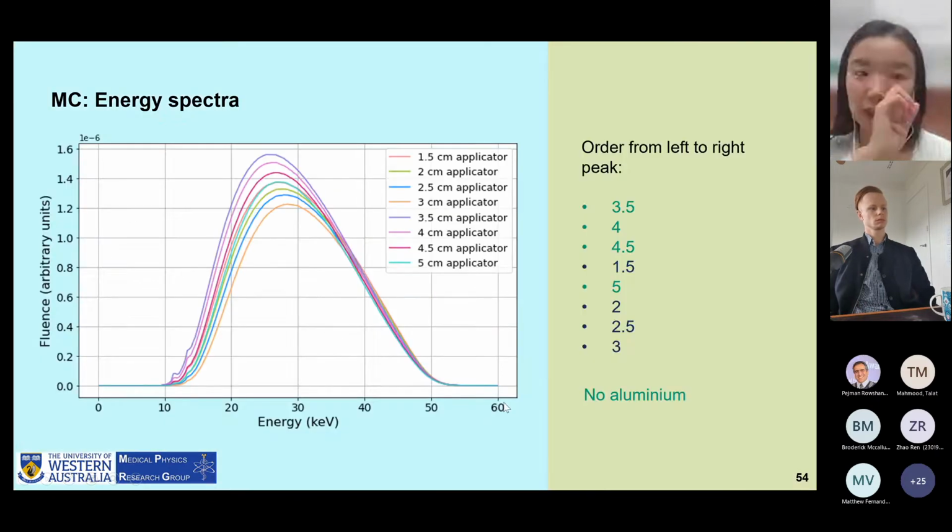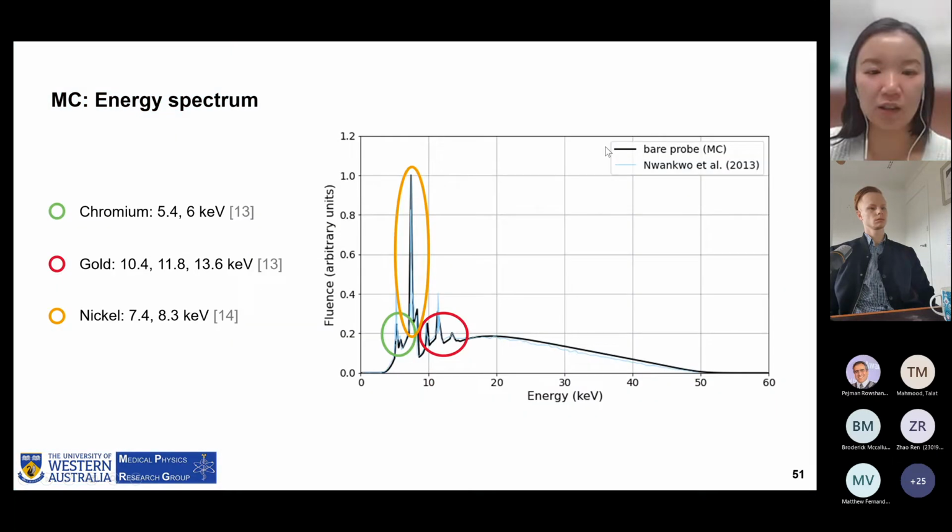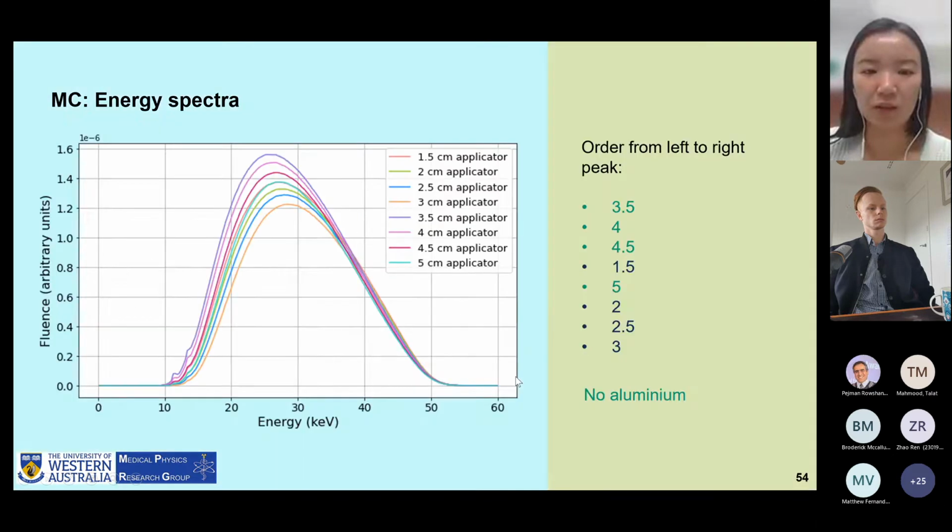This is the energy spectrum for all the other applicators. They attenuate some of the lower energy photons from the bare probe. So you're just left with a curve like this. And you can see that the presence of the aluminium filter in the smaller applicators has shifted the peaks to the right.